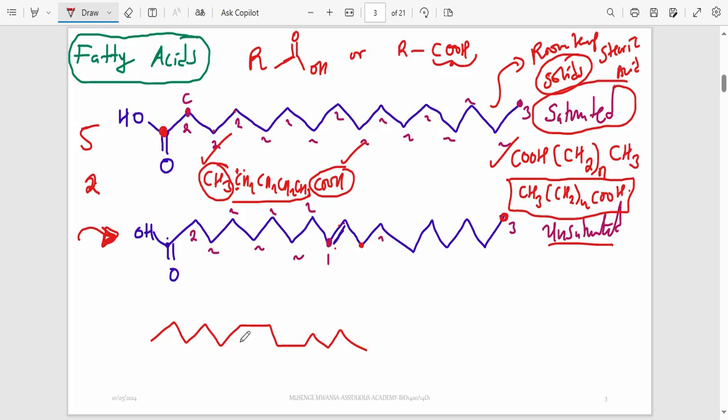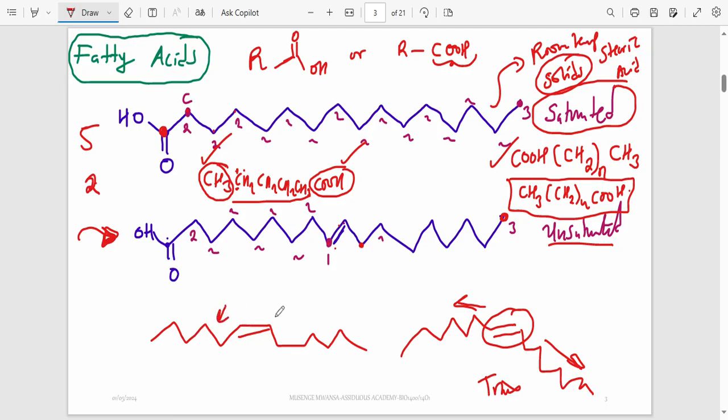So if we have got something like this, you have got a double bond here, and then you have got something like this. Can you see this one? See that on the double bond, this group is down, this group is on top. So this is a trans. And then this group is down, this group is also down. So this one is cis. So that's what we mean by cis and trans.